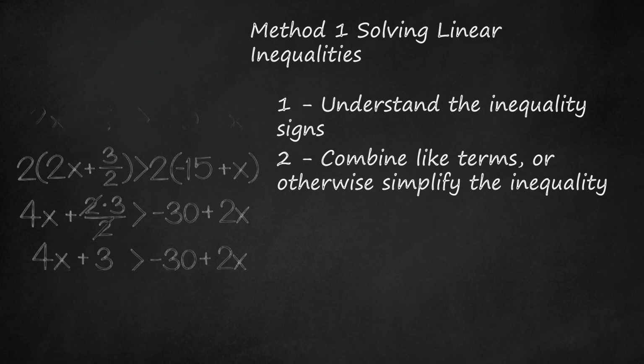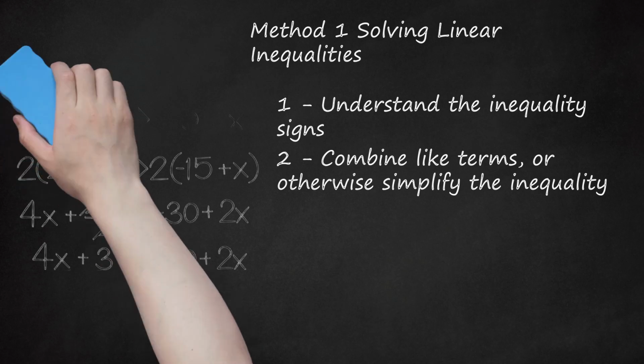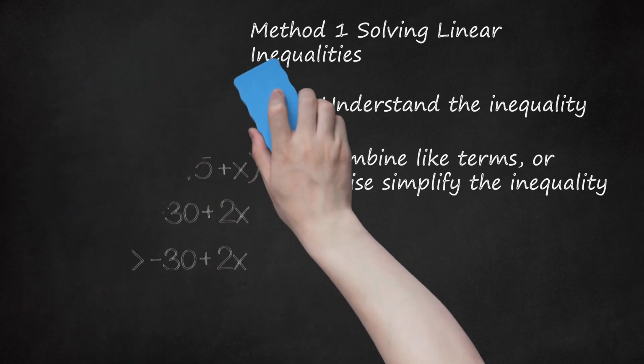For example, if solving the inequality 2x + 3/2 > 15 + x, you would first multiply each part by 2 to cancel out the fraction: 2(2x + 3/2) > 2(15 + x), which gives 4x + 3 > 30 + 2x.